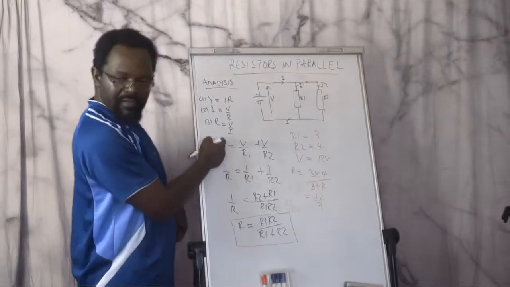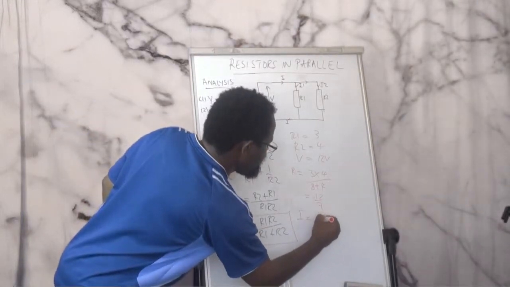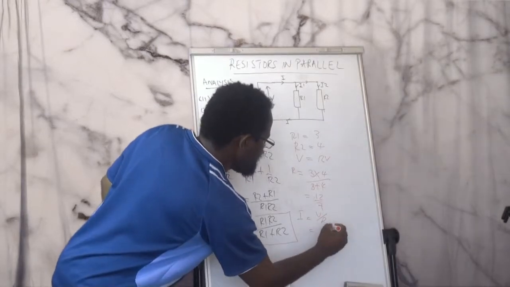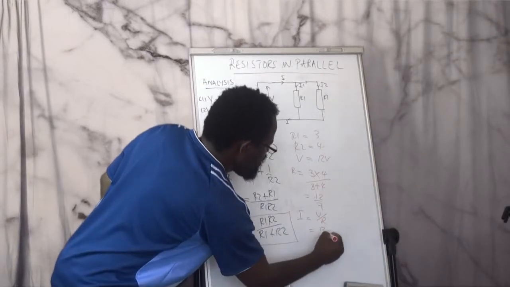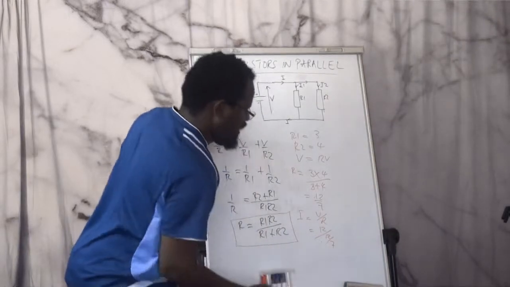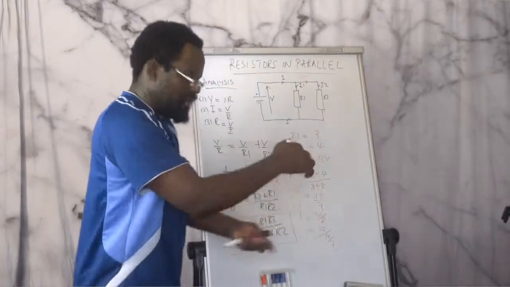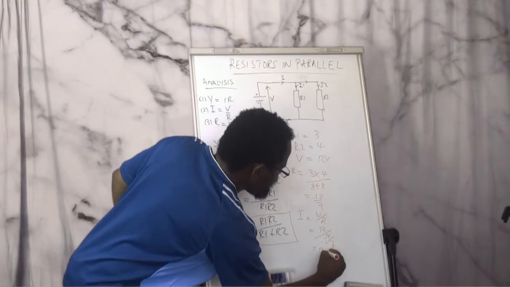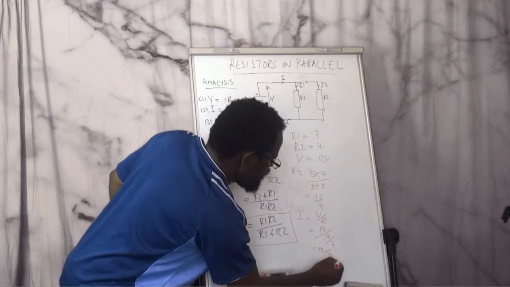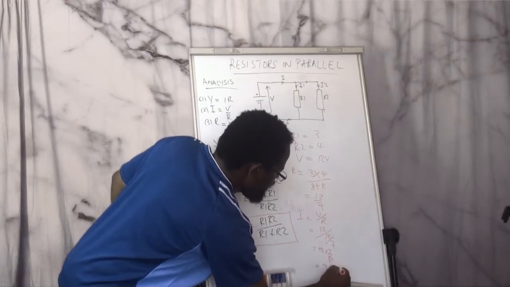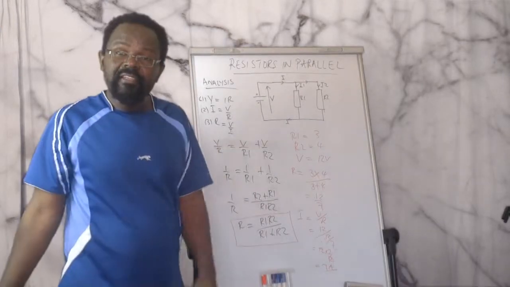Now our current, we get it from V over R. So our current I is equal to V over R, which is equal to 12 volts over 12 over 7. Now you know how to divide by a fraction: that goes upside down. We're going to have 12 times 7 over 12, which is equal to 7 amps. So we actually get 7 amps in that circuit.